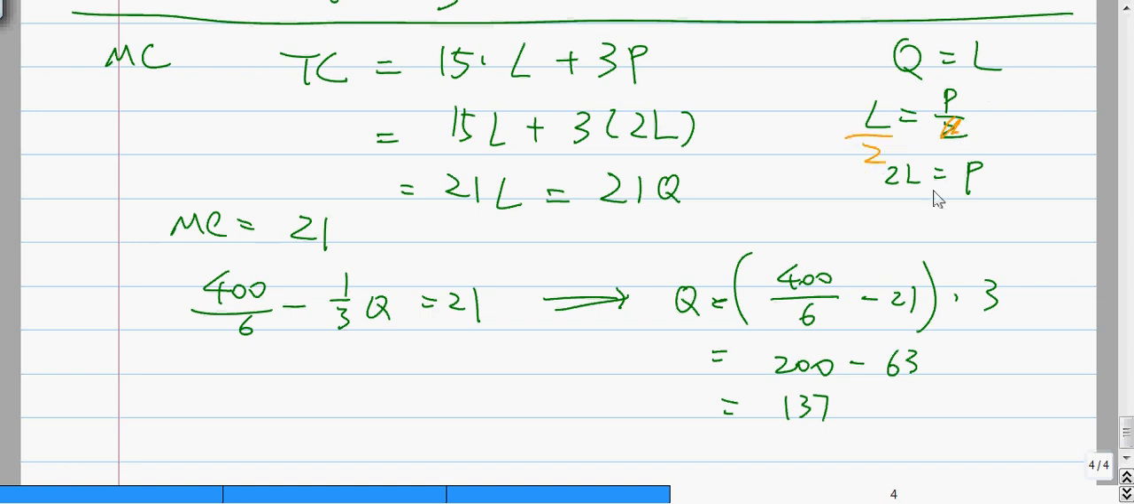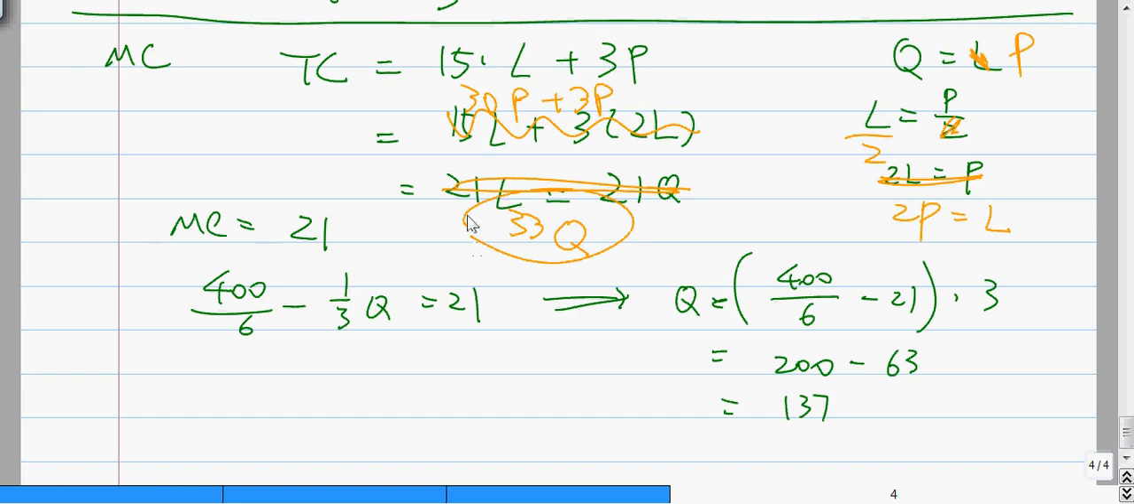So then we have 2P is equal to L, and Q becomes P. So then substituting, you have 30P plus 3P, and P is equal to Q. So we have 33Q here. And note that this P stands for the input, not the price. Then when we differentiate, it becomes 33. So this number becomes 33, this number becomes 33, and this number becomes 99, so it becomes 101. And 101 is there, so there is an answer.